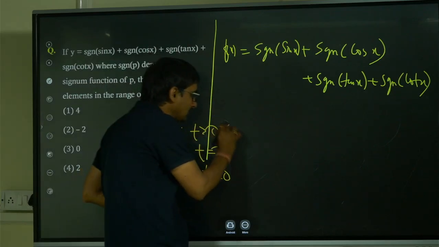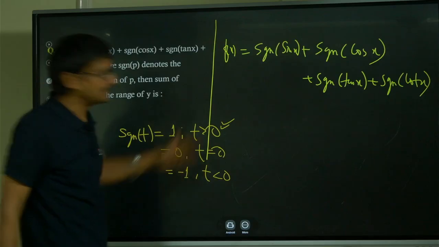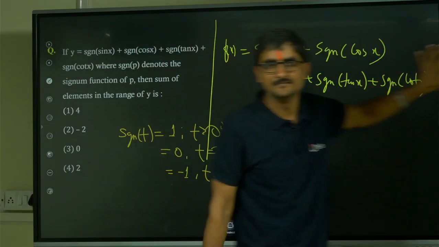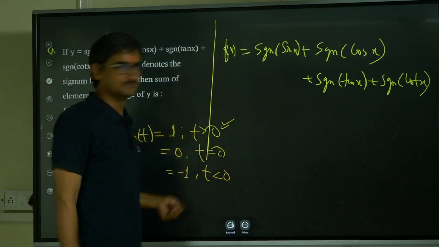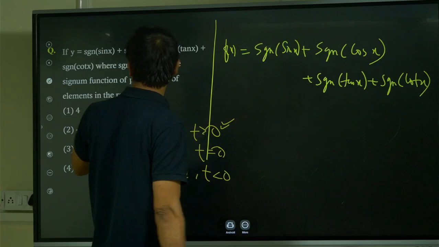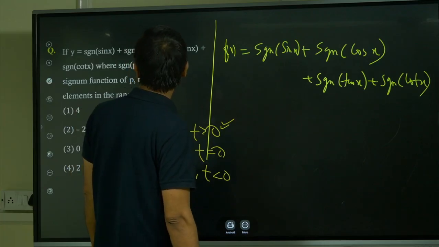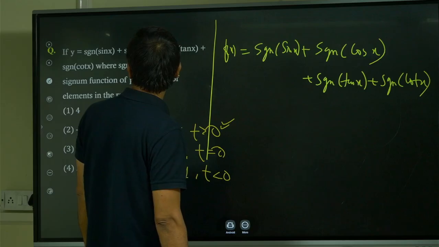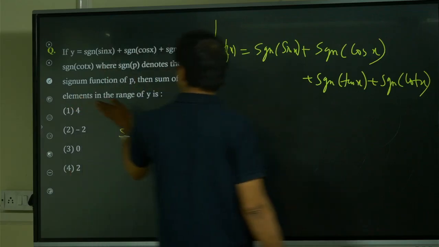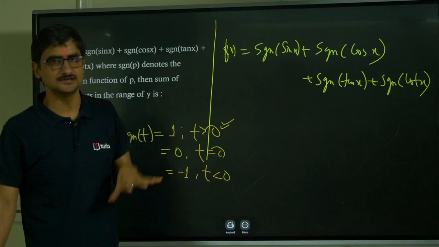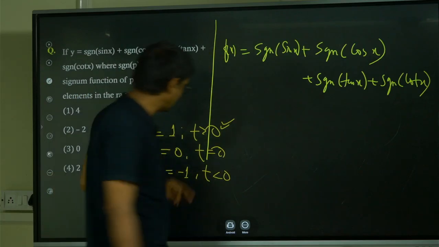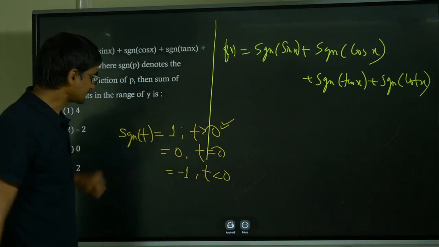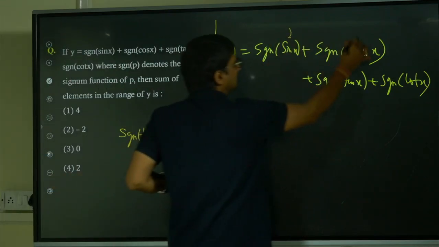Now see, we have to simplify it. Anything you want from here, you need to get rid of the signum term. So for that we need to use this definition. Then the sum of the elements in the range of f. We have to get the range of the function f of x, whatever they are calling it as y.